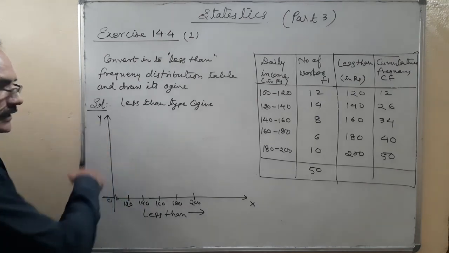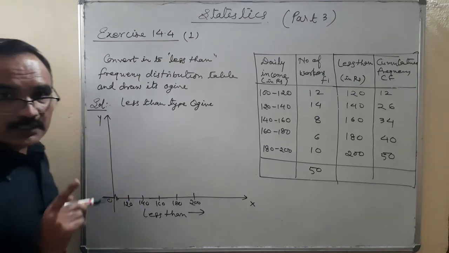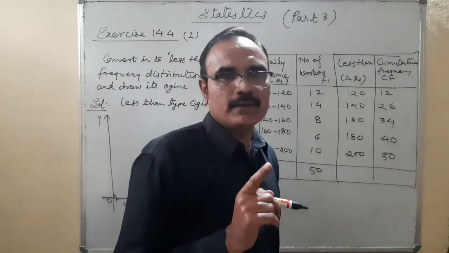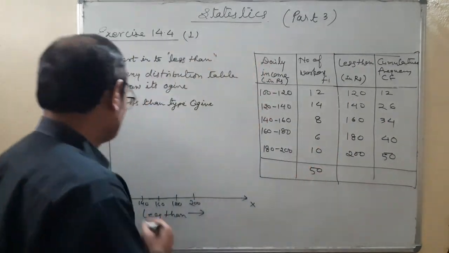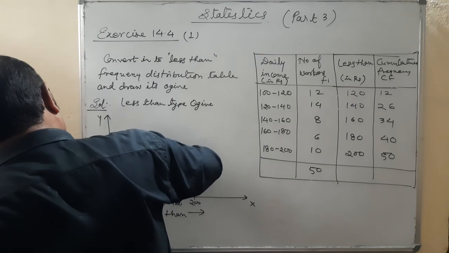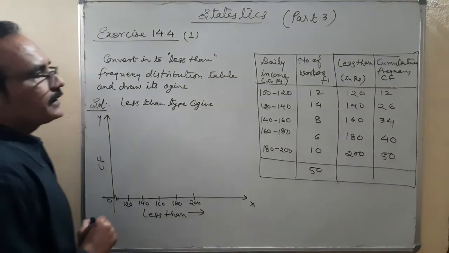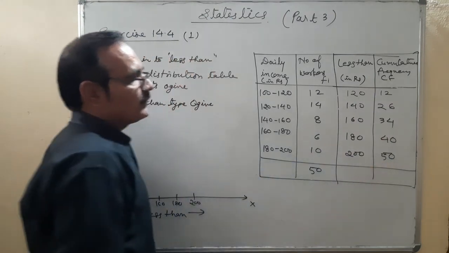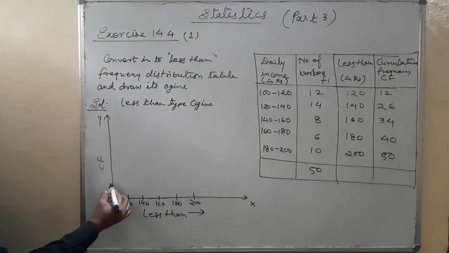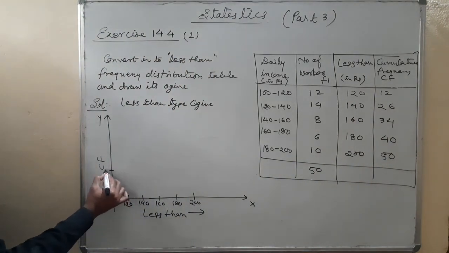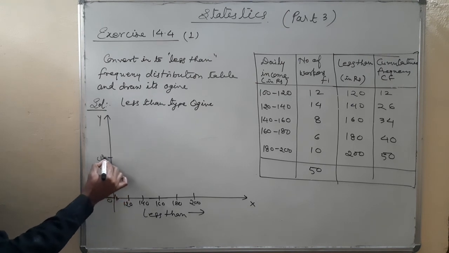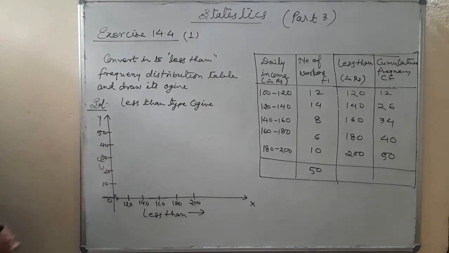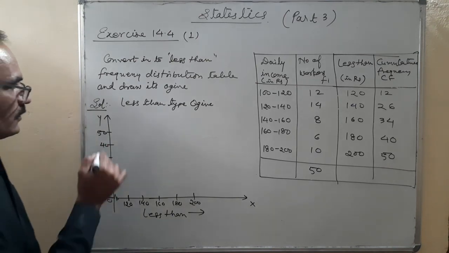Second is frequency. So what is coming here? Here it is cumulative frequency, not plain frequency. It will be CF, cumulative frequency. In cumulative frequency, I'm making a scale. Minimum number is 12, maximum is 50. So I make a scale of 10, 20, 30, 40 and 50. Now making a graph.